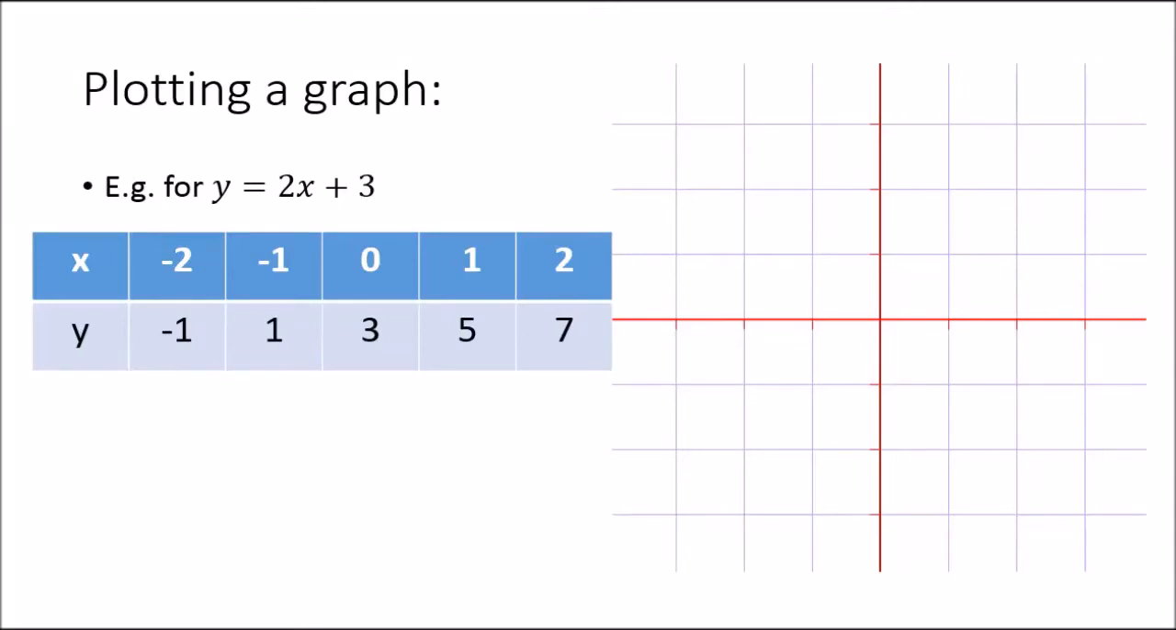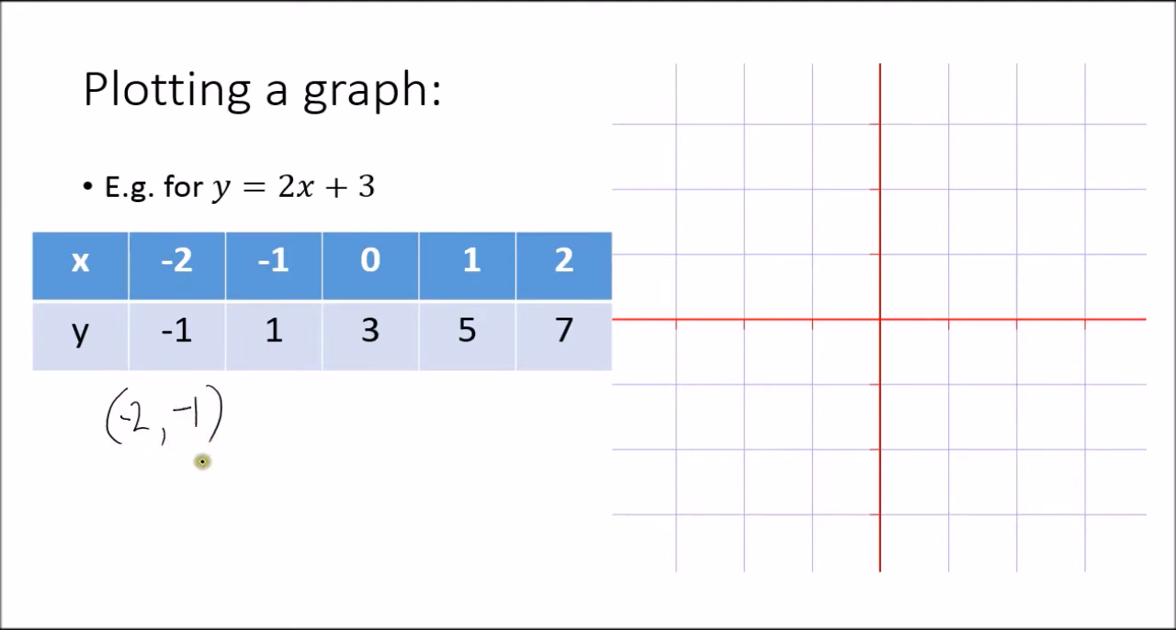Now, once we've calculated our table of values, then we want to be able to plot a graph. Now, what this table is showing us is coordinates. So we've got an x value and a y value. So for each of these pairs, we could write an ordered pair. So we could write -2 as our x value and -1 as our y value.